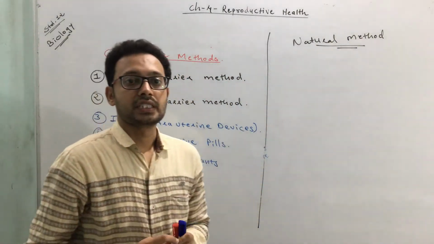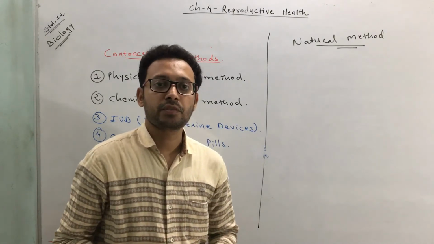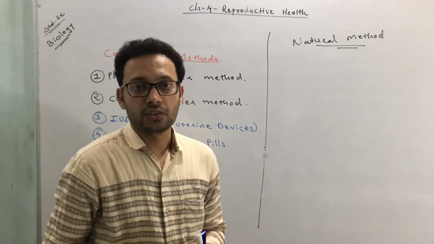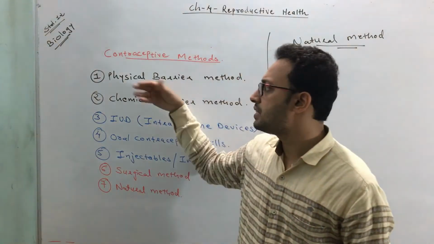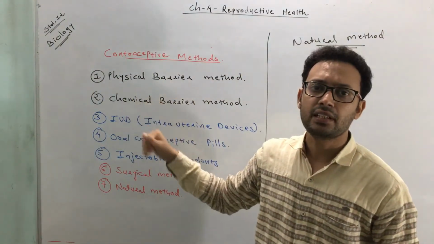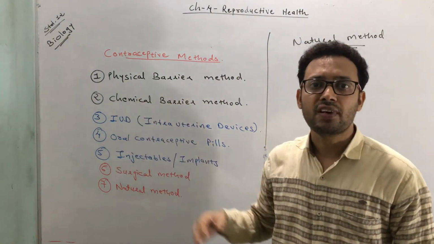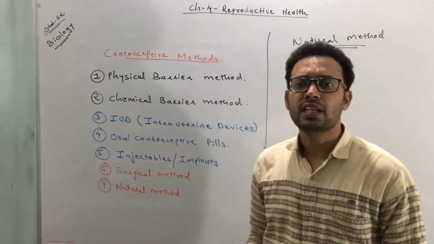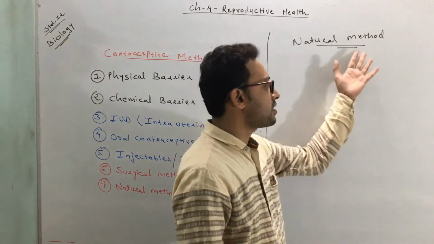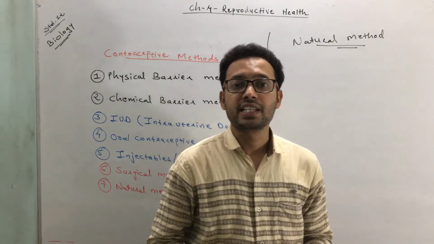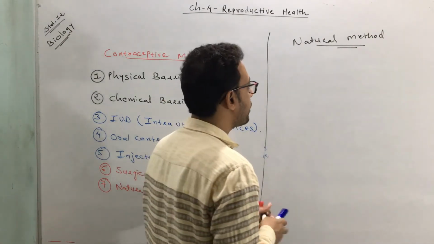Natural method. This is also called the traditional method, which has been performed from a long time ago. These are natural methods, with no use of any physical barrier, no use of any chemicals, no use of any oral contraceptives, no use of IUDs, and no surgical interventions. It's performed naturally, so that's why they are called natural methods. The natural method of contraception includes 3 methods.